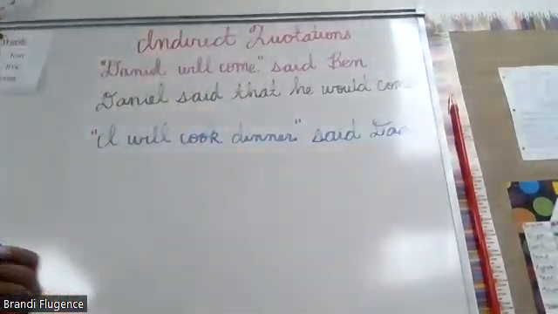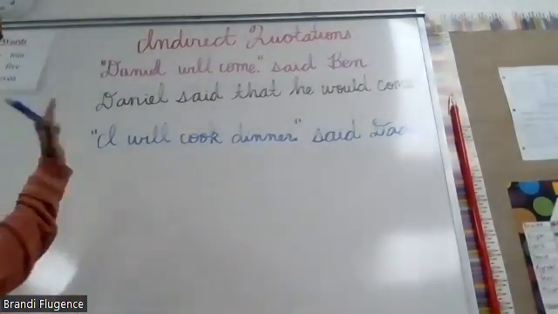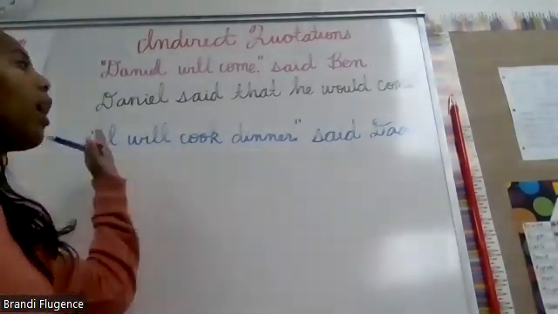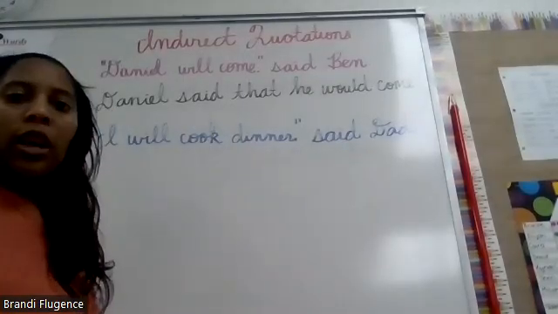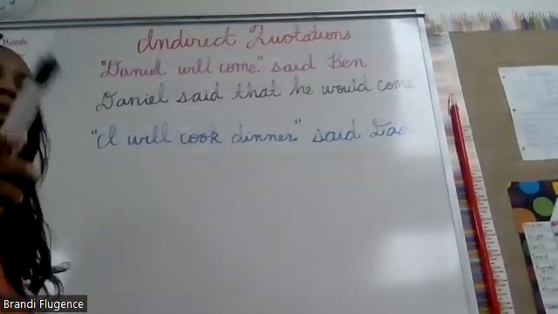Okay, so it says, I will cook dinner, said Dad. This is our direct quotation. This is Dad speaking, and what is he saying? I will cook dinner. Anybody wants to try the indirect? How would we say the indirect? Repeating what Dad said.